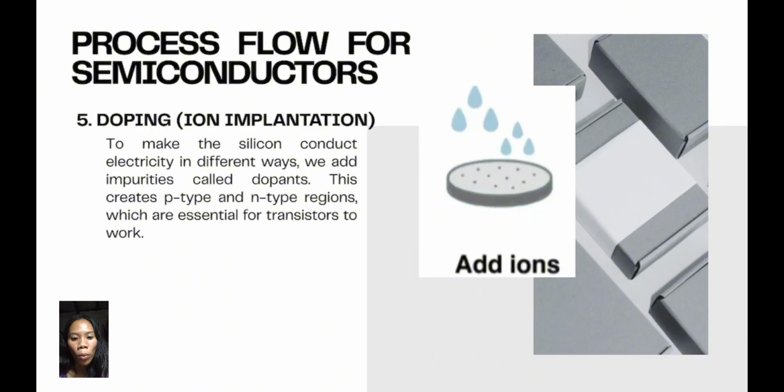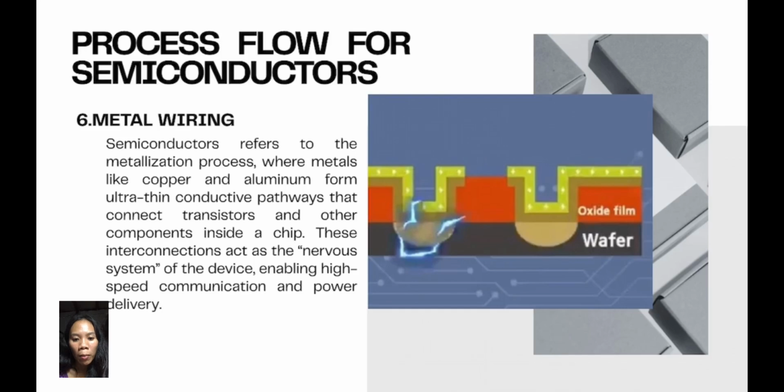The fifth one is doping. To make the silicon conduct electricity in different ways, we add impurities called dopants. This creates p-type and n-type regions, which are essential for transistors to work. Metal wiring. This refers to the metallization process where metals like copper and aluminum form ultra-thin conductive pathways that connect transistors and other components inside a chip. This interconnection acts like the nervous system of the device, enabling high-speed communication and power delivery.